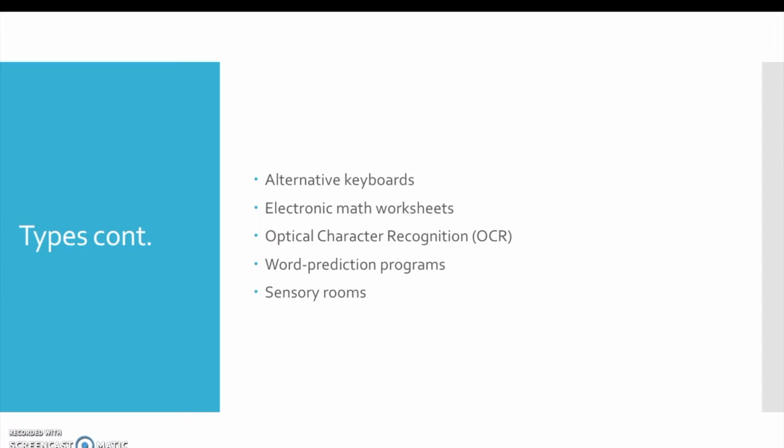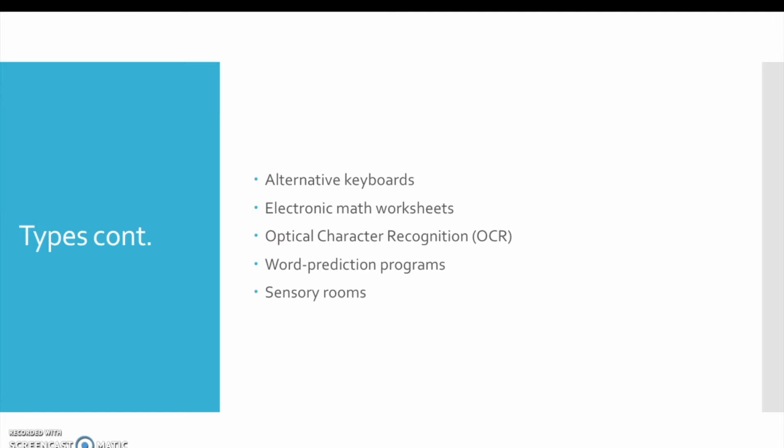We have optical character recognition, or OCR. What this is, it's a software that will scan words on paper and read them aloud. This is great for students that have trouble reading or comprehending written word, and they do better when they hear it. It's also great for dyslexic children because they can't read well, and they will do much better if they hear the material.